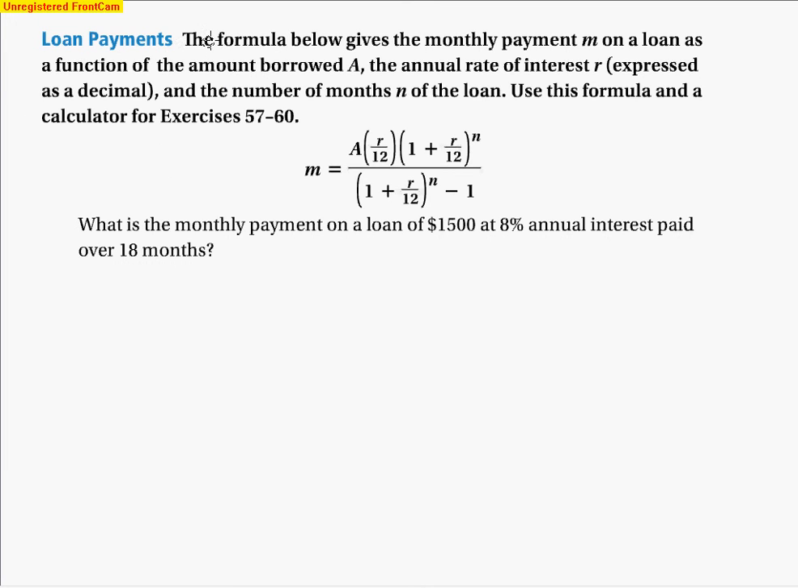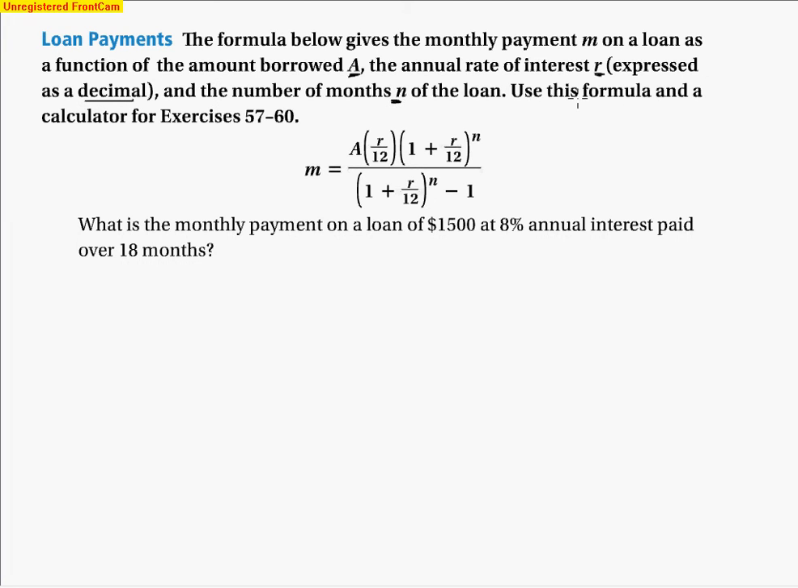So let's go ahead and take a look at the next type of problem that we'll see, and it's this loan payments. It says that the formula below gives the monthly payment M on a loan as a function of the amount A borrowed. So A is the amount we borrow. Annual rate of interest expressed as a decimal, and the number of months N of the loan.